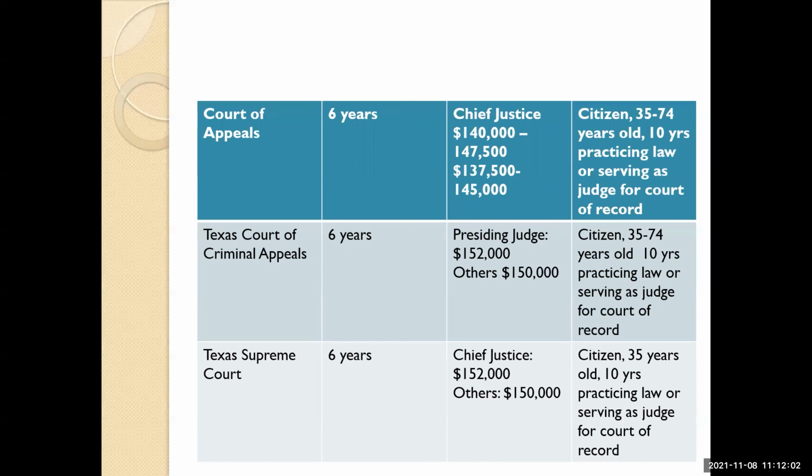The top two levels, the Court of Appeals, the Texas Court of Criminal Appeals, are similar in how long they're elected, similar in their salary requirements, and very similar except for the age requirements for their qualifications. Again, citizen, criminal appeals, 35 to 74 years old, 10 years practicing law or serving as a county judge. The Supreme Court doesn't have the same top level limitation on your age, but other than that, it's the same as the Court of Criminal Appeals.